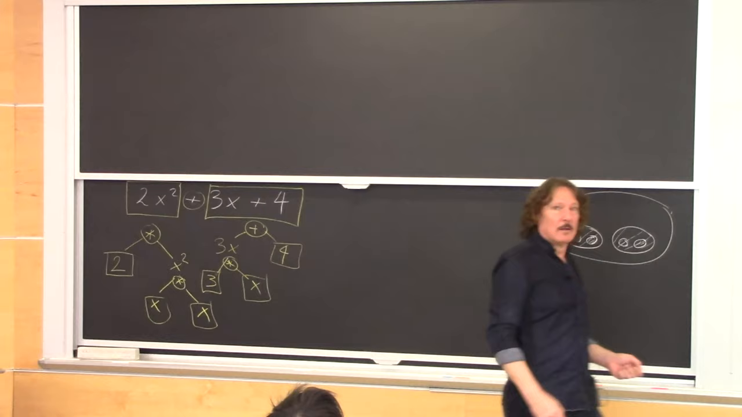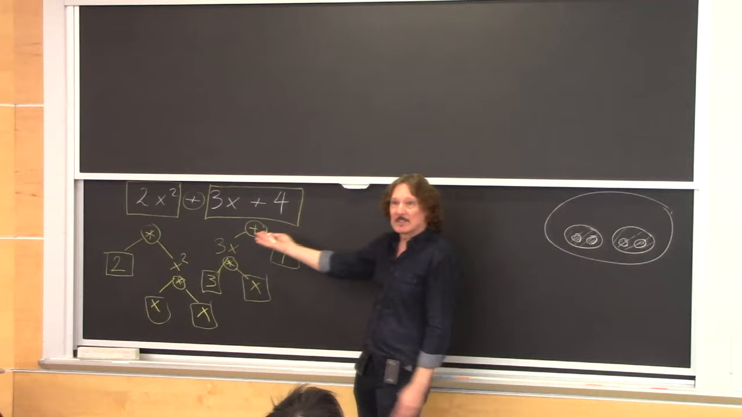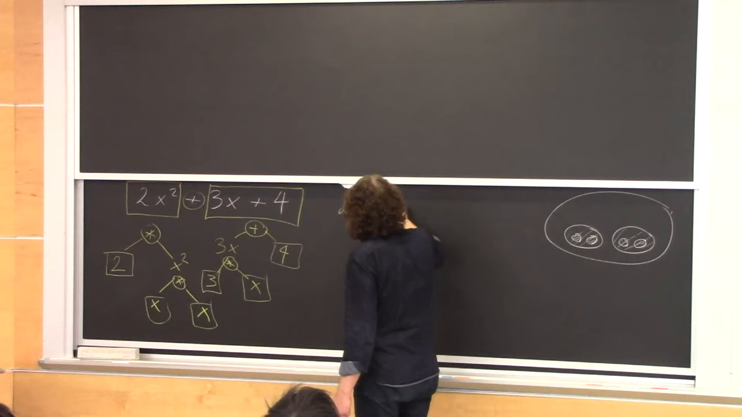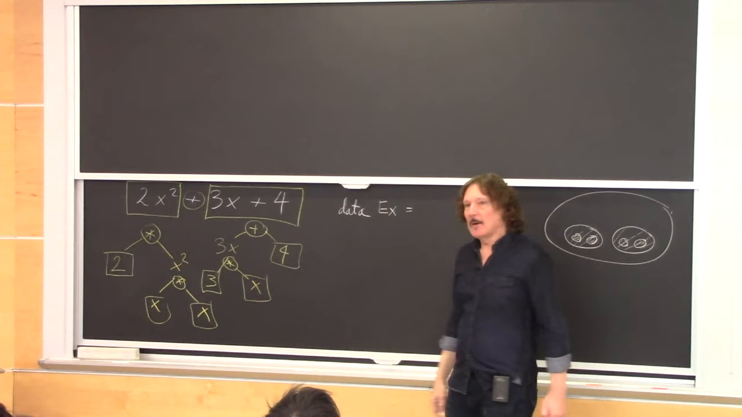So now I can translate this finally into Haskell. This is a data structure. This is a tree. It's a tree data structure. So how would I write it in Haskell? I would say data, right? Let's call it Ex, expression. And now I have several ways of constructing expressions.